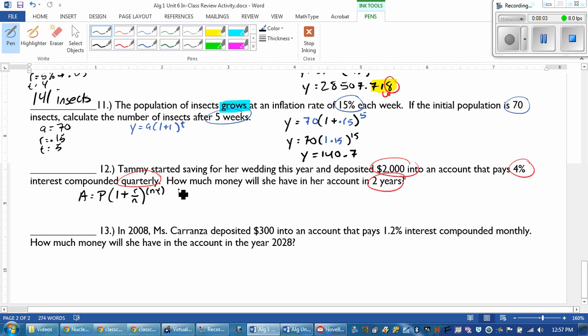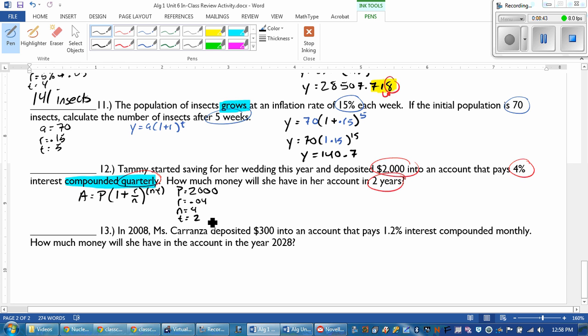First thing we need is the principal. That's our starting amount, which is $2,000. They told us the rate is 4%, so that's 0.04. Now, the number of times it's compounded, they said right here it's compounded quarterly, and we said that quarterly means 4 times. And then t is our time in years, and that's 2.